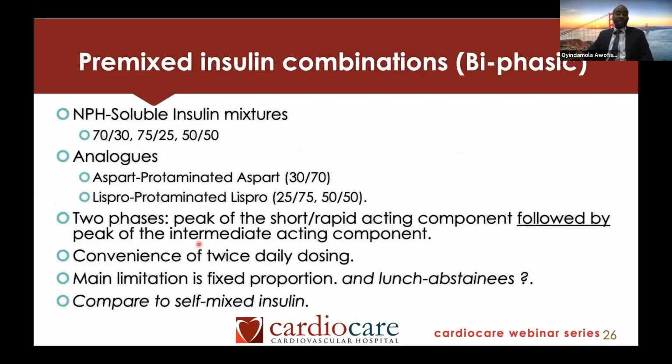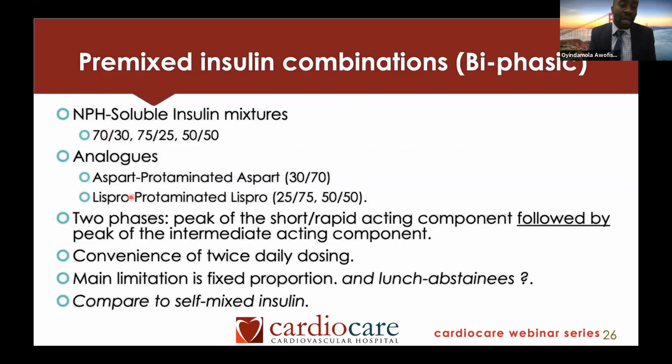Okay, so I'll go to the premixed insulins, which many of us are familiar with. I think the most commonly known premixed insulin in Nigeria is Mixtard or Insulin 70/30, okay, which is an NPH soluble insulin mixture. It is well used, and patients and people are well familiar with it, which is good. So that's one of the most common premixed insulins.